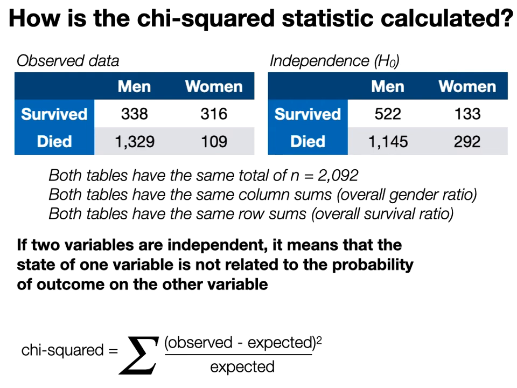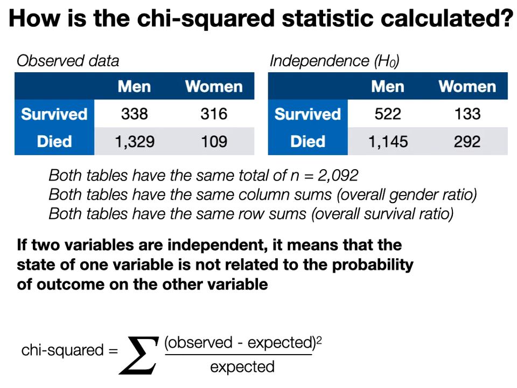So what we do to get chi-squared is we take our two tables here, and for each of the cells, we do a subtraction, right? So we find the difference between like 338 and 522, for example. We find the difference between 316 and 133. And we take those differences and we square them. That makes them all positive.